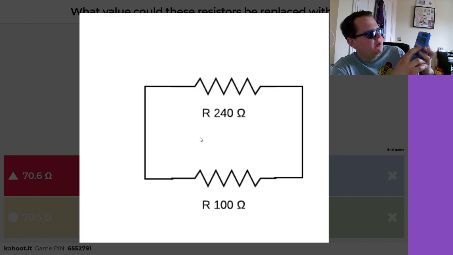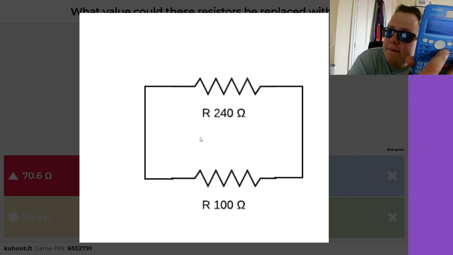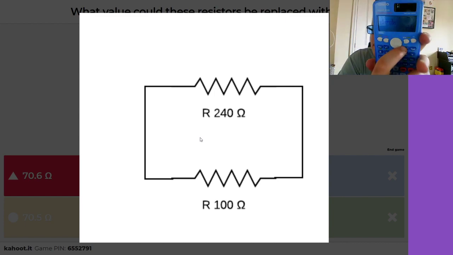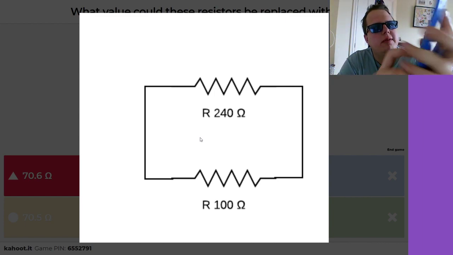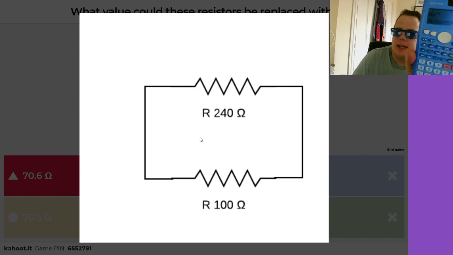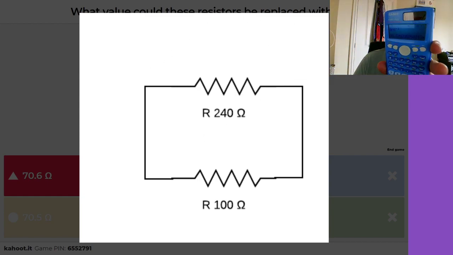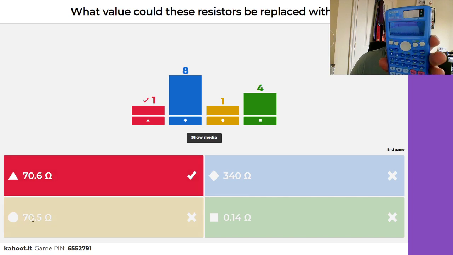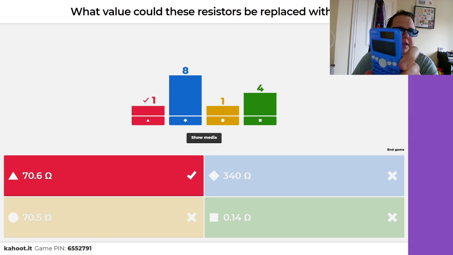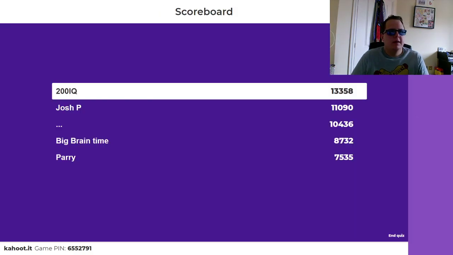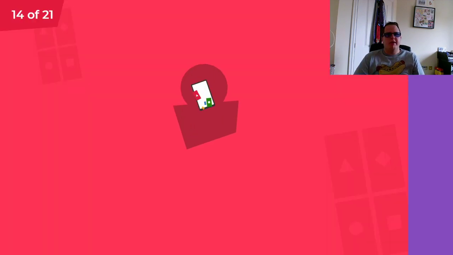Plus 1 over 100. And then you find the reciprocal of that, pressing this button here. And you get an answer of 70.588888888. So when you do that, it's not 70.5, it doesn't round to that, it rounds to 70.6 out of those. So unlucky, this one person. Okay, so nobody on the top 5 got that right.